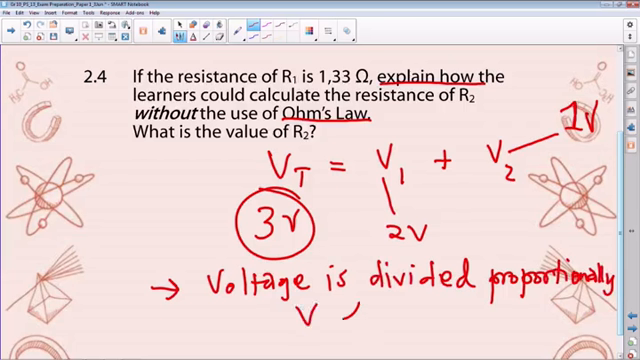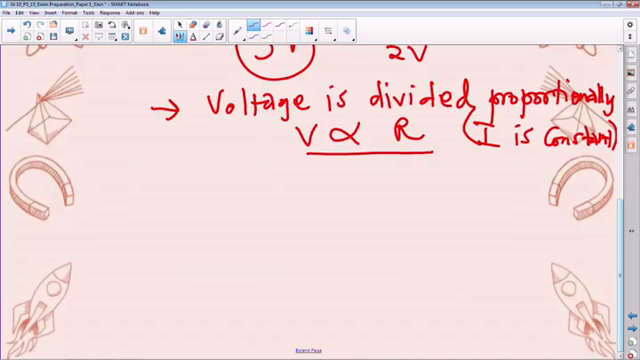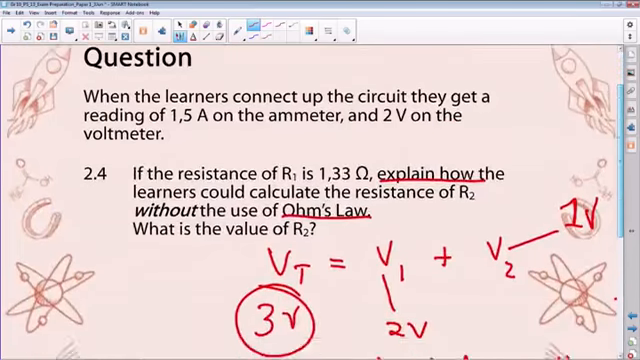In other words, voltage is directly proportional to resistance, provided that current is what? Is constant, right? Because this is a series circuit. So this will be only true if current remains constant. Very, very important for us to realize that fact. So in this case, because we've subtracted the 1 volt, if we use the ratio, we can say 2 volts is to 1,33, which is the resistance of R1.